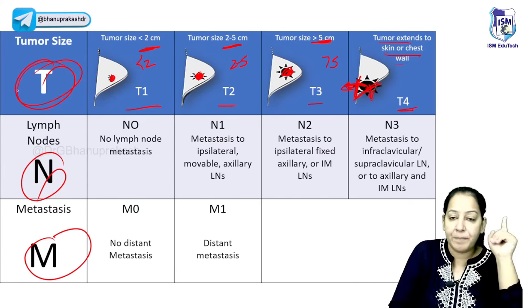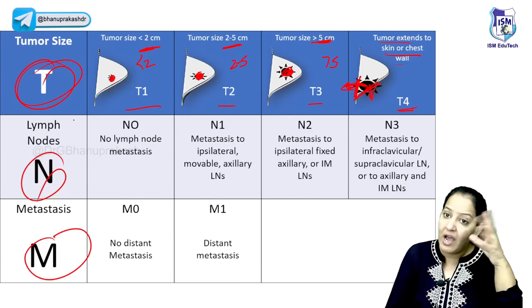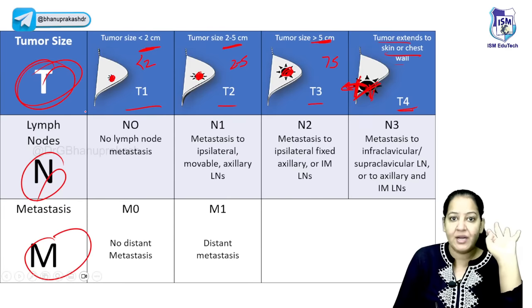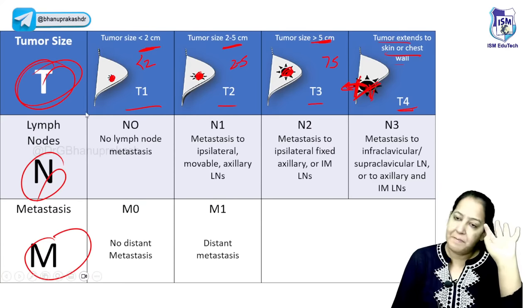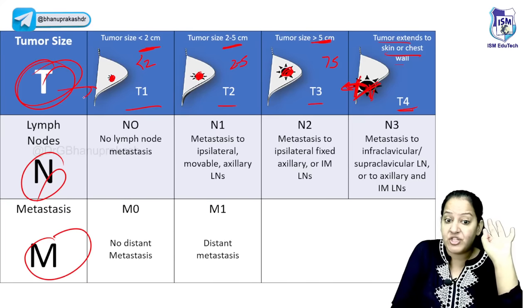So decide the T for your patient. How do you decide the T? Either by doing imaging like mammography or MRI, or you can palpate it. So that is the T for your patient.